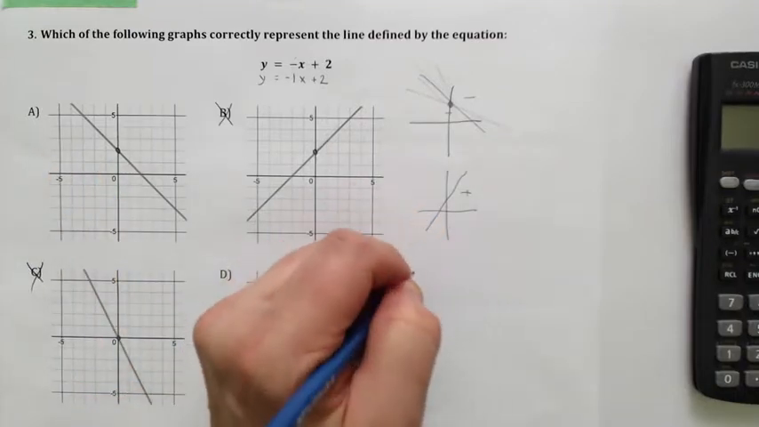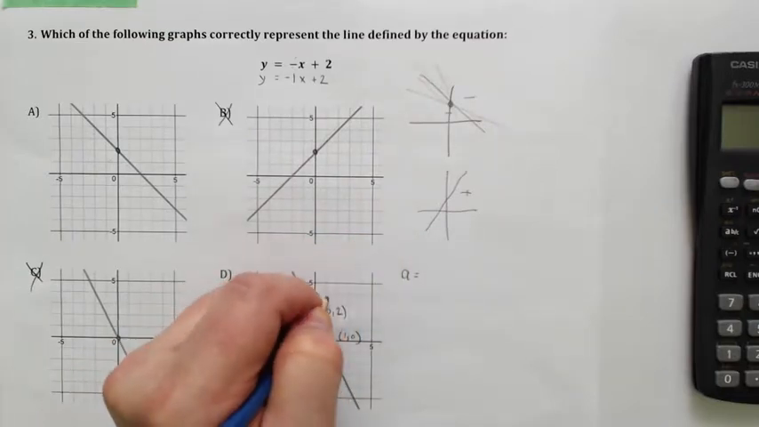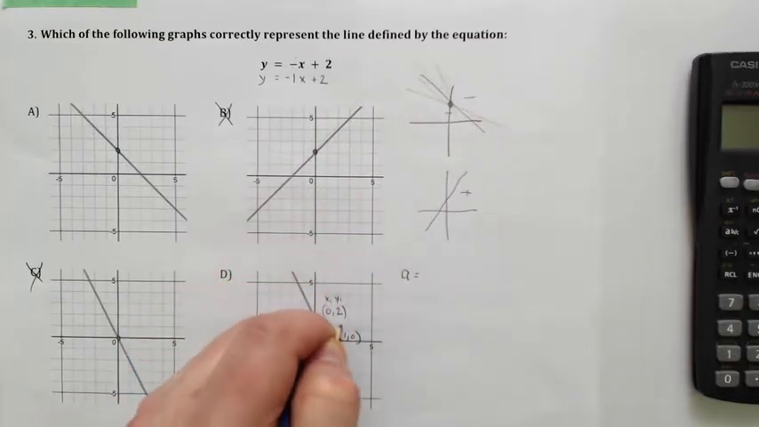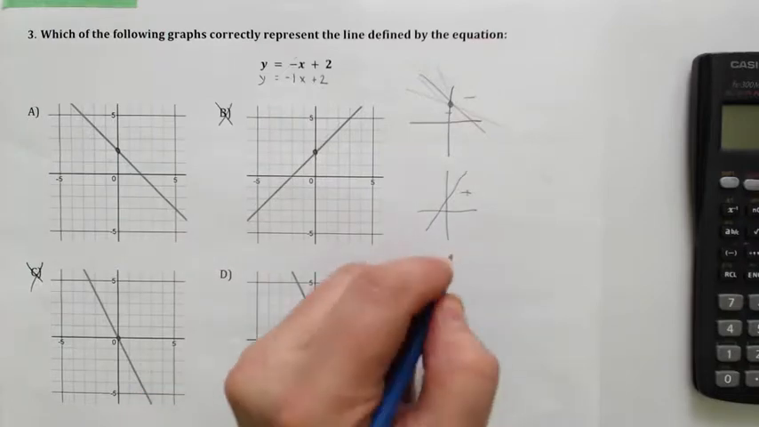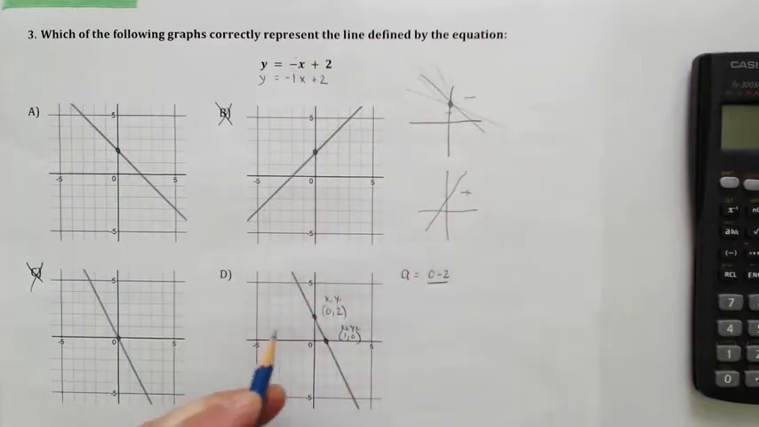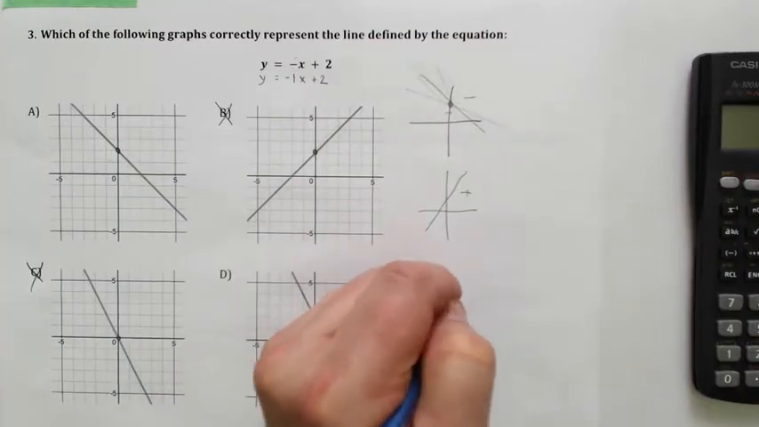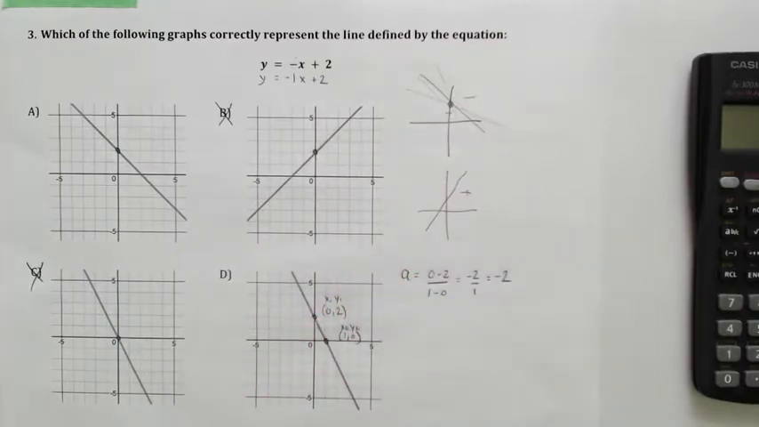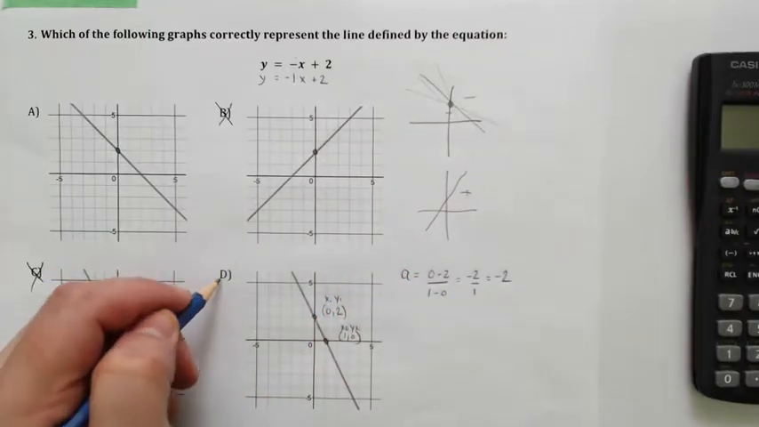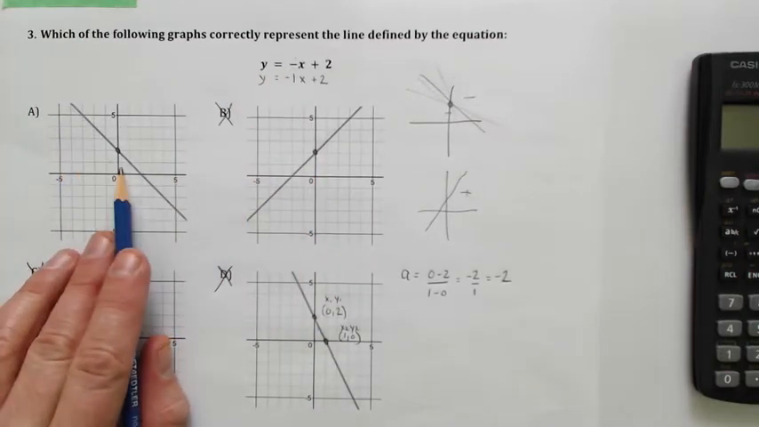Let's see. A is equal to y2 minus y1 over x2 minus x1, so I'll call this one x1 and y1, and I'll call this one x2 and y2. So y2 is 0 minus 2 over 1 minus 0. I think you can see pretty quickly that the A for that one is negative 2. So we know he's wrong because we need a negative 1, which means this guy is right.